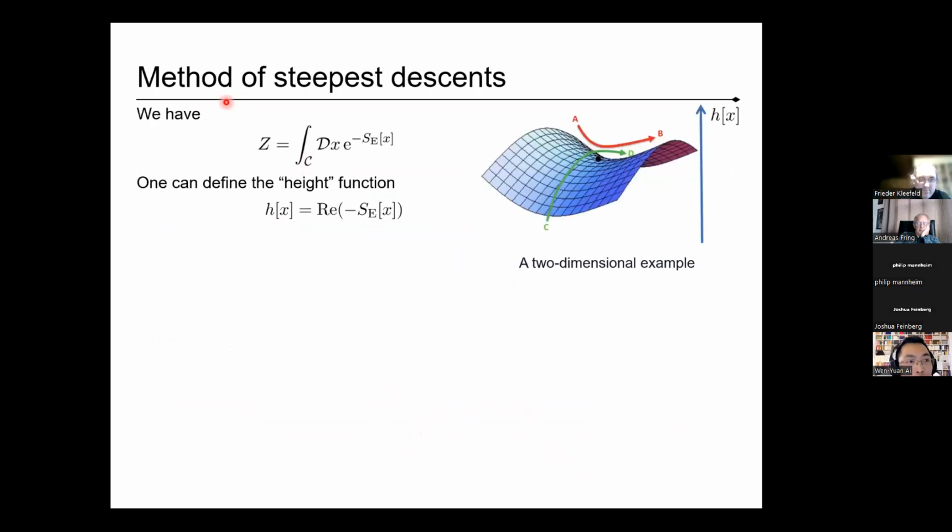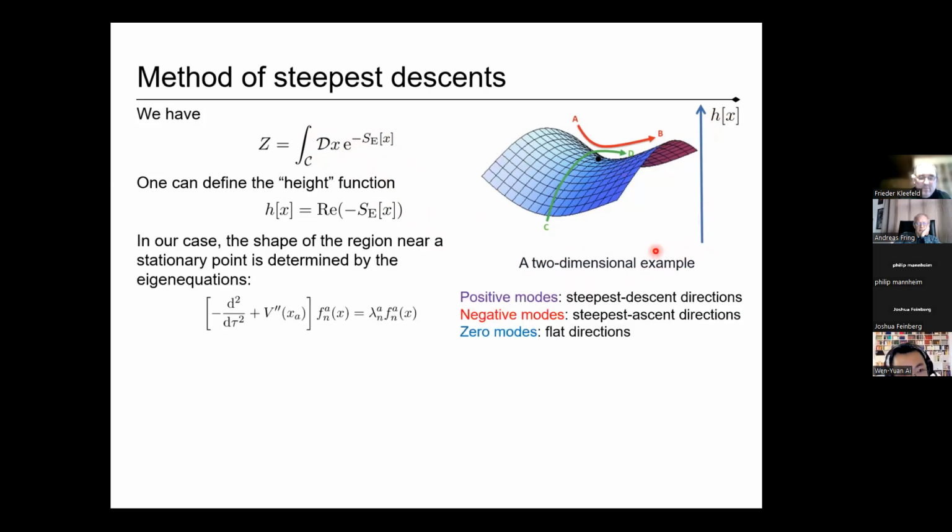Now, let me explain a bit more about the method of steepest descent. We have a path integral, and we can define the height function. This is just the exponent in the integrand. And then this is an example. This is a 2-dimensional example. The path CD is the steepest descent direction, while AB is a steepest ascent direction. In our case, the shape of the region near a stationary point is actually determined by the eigenvalue equations. Well, for the path integral we of course have infinite dimensions. It's not just a 2-dimensional picture.